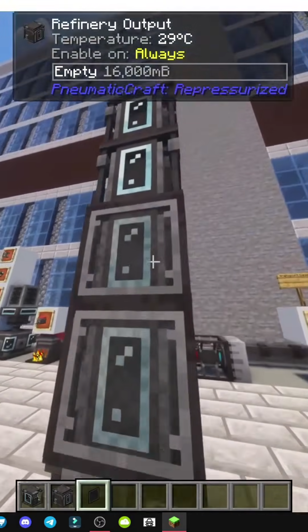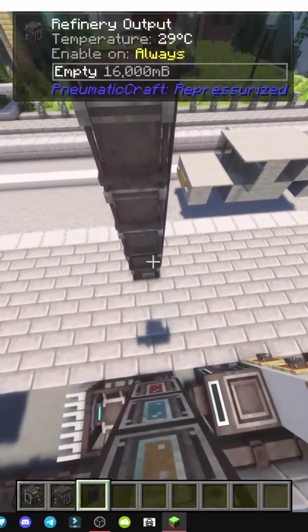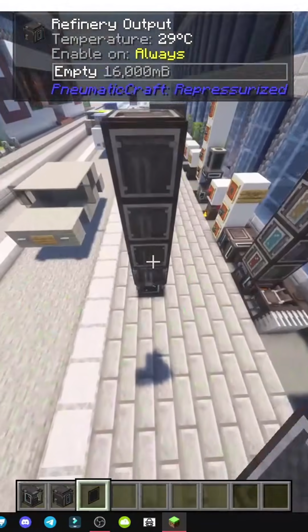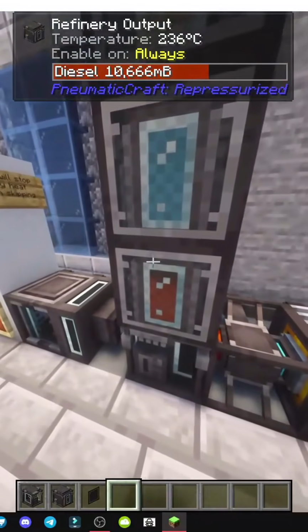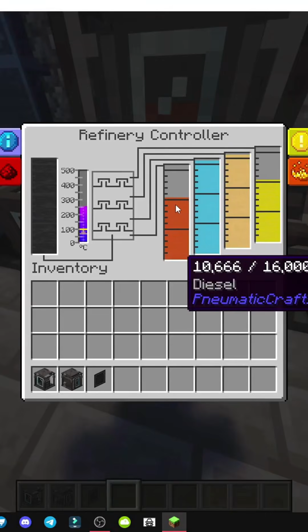But anyway, now we're going to put the thermal lagging, we'll put it around all the refinery outputs. What's this for? Well, to prevent heat loss. And why do we want to keep the heat in? Well, basically, we don't want the heat to escape, to maintain the temperature of the different components and to maintain the temperature of the refinery controller.